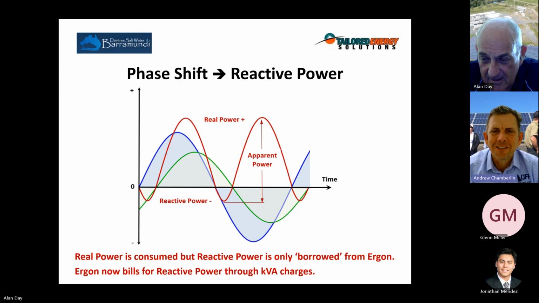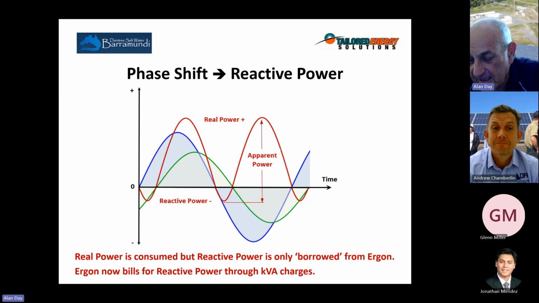Alan, just a quick question there to clarify then. So when you're billed as a large customer for demand in kilowatts, KW, you're billed for the real power. And when you're billed in KVA, in your demand charge, you're billed for apparent power. Yep, that's correct. And so everybody's gradually being converted over to KVA billing.